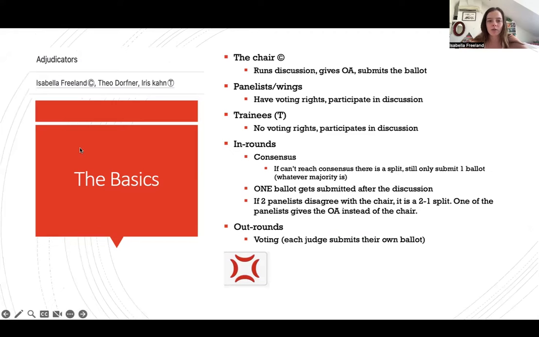So starting with the very basics of judging. This is specifically if you haven't judged uni tournaments before. There are 3 different roles you can have as a judge at a tournament. The first is the chair. The second is a panel or a wing. And the third is a trainee.